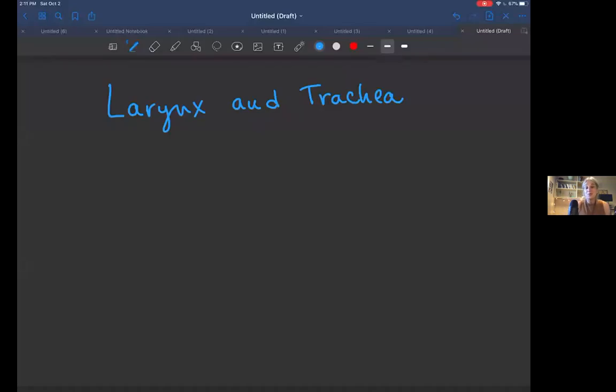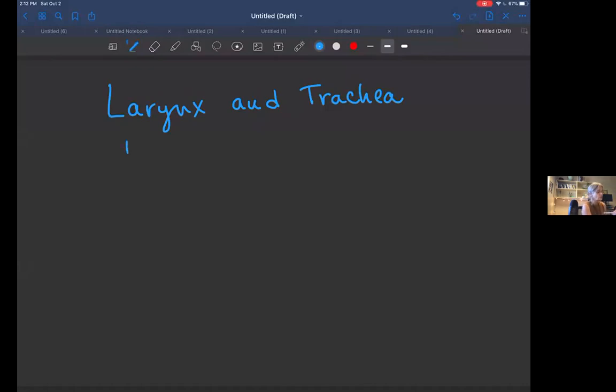Okay, so the respiratory tract also includes the larynx and the trachea. And so this is where we're getting into the lower respiratory tract. The larynx is an opening into the trachea, and so it also includes the epiglottis and the vocal folds.